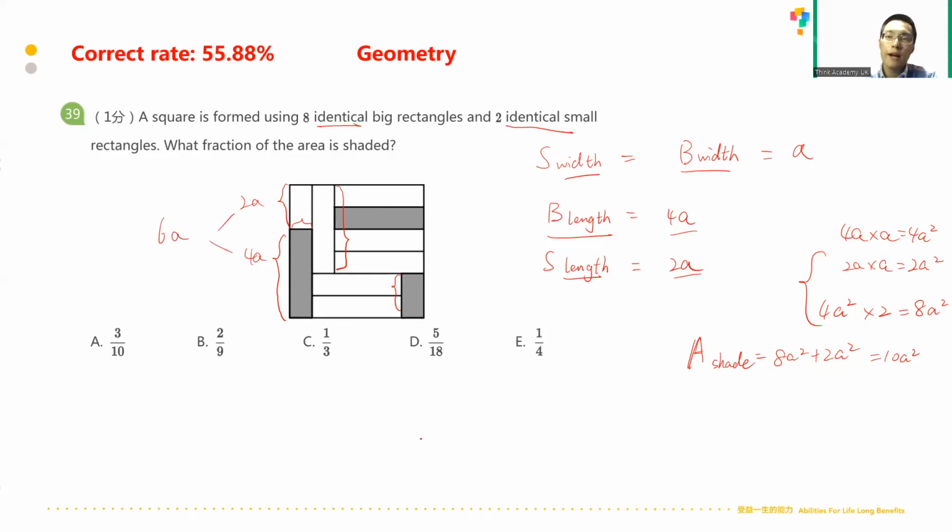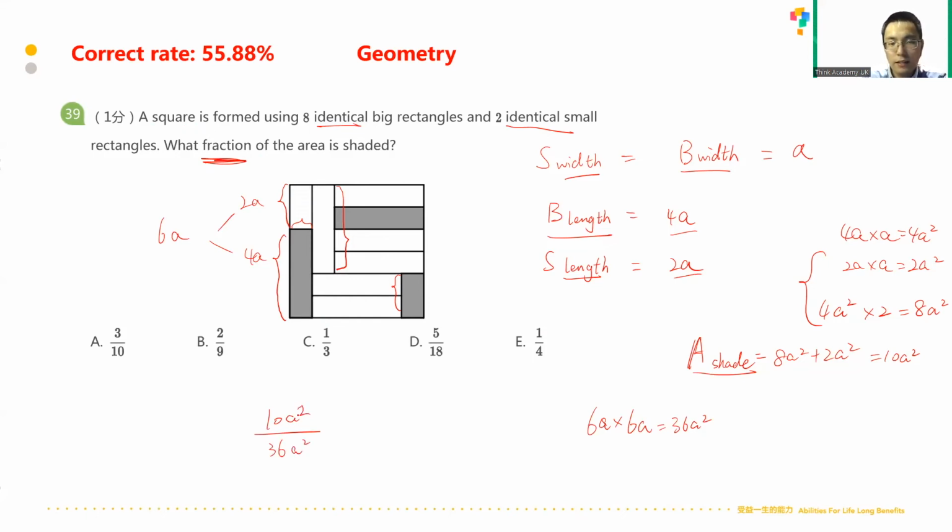And everyone remember how we find the area of a square? It will be 6A times 6A, which is the total area. So it's 36A squared. So the fraction, we want to find the fraction. So it's A shade over the whole. So it will be 10A squared over 36A squared.